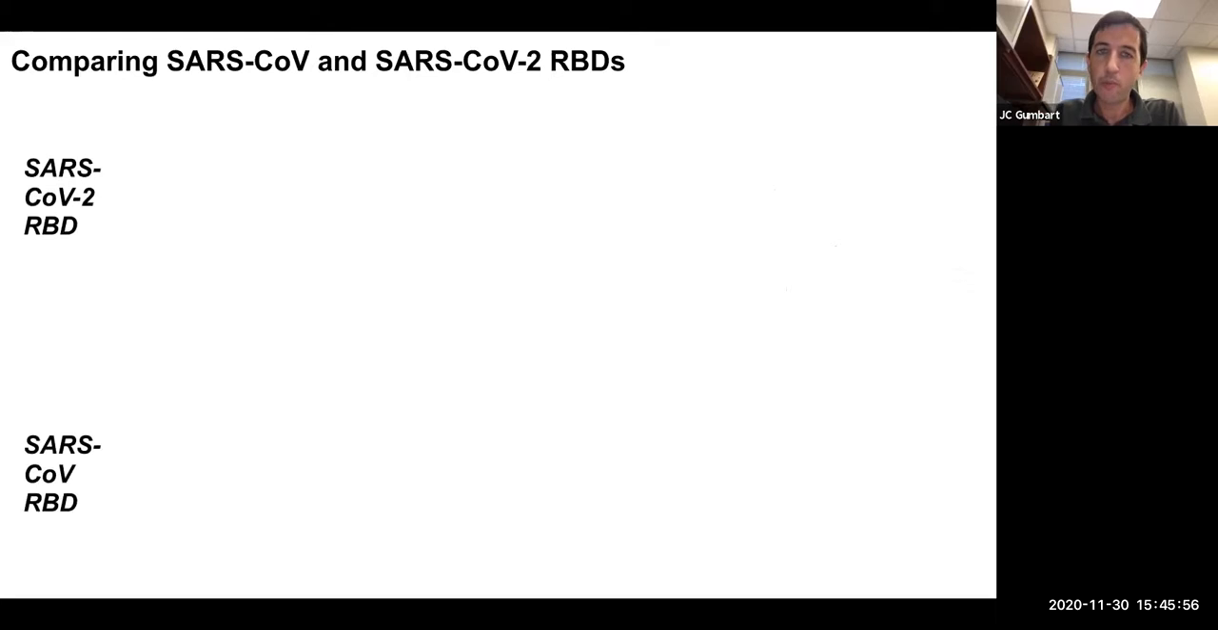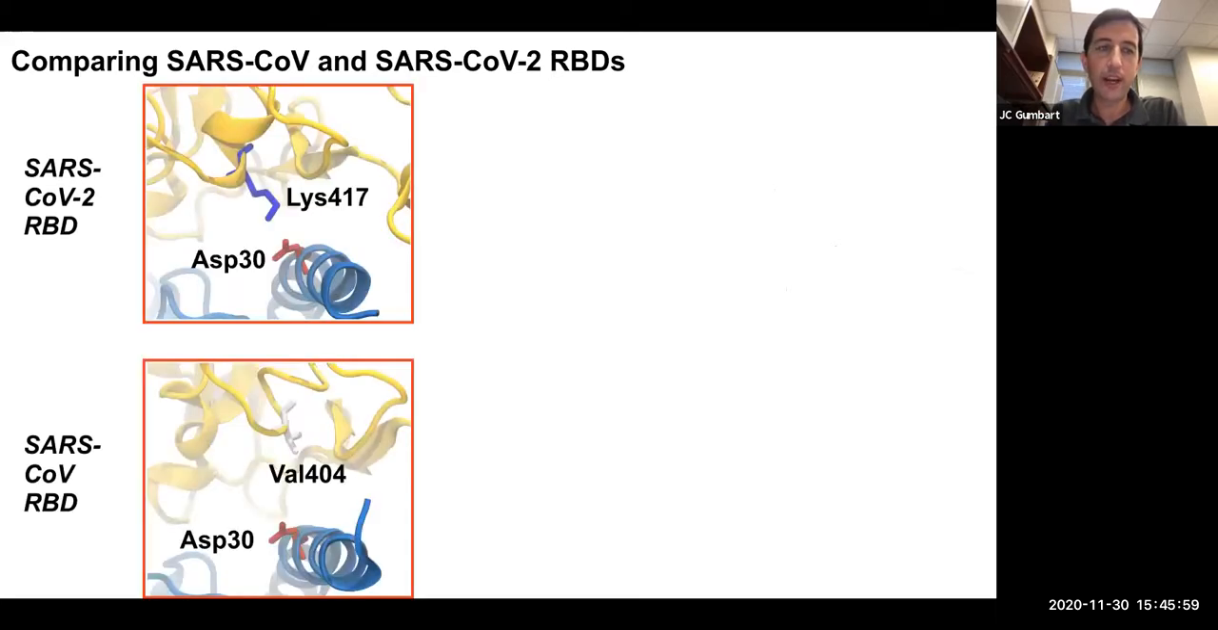Okay, picking out a few of those that were ranked highly. For example, 417 is a lysine in SARS-CoV-2 that was ranked the highest. When we look at our simulations more closely, we see that in SARS-CoV-2 it forms a salt bridge with an aspartate in ACE2, whereas in SARS-CoV-1 it's actually a valine. The sequence is shifted a little bit, so it's valine 404, which obviously does not form any strong interaction. So this one shows that SARS-CoV-2 is apparently better, at least for interacting with ACE2.